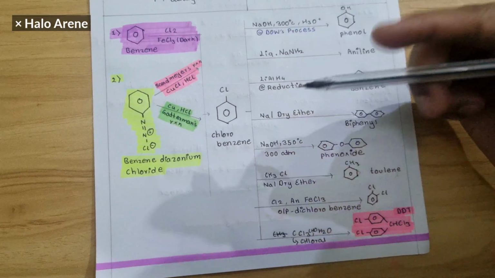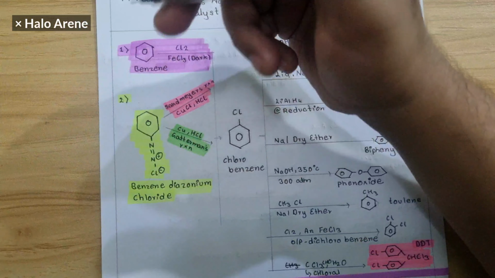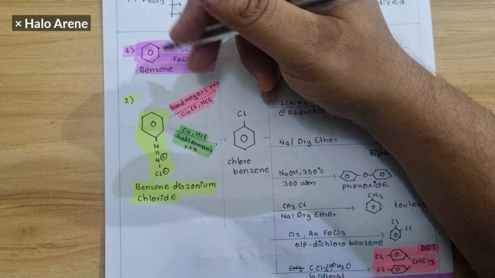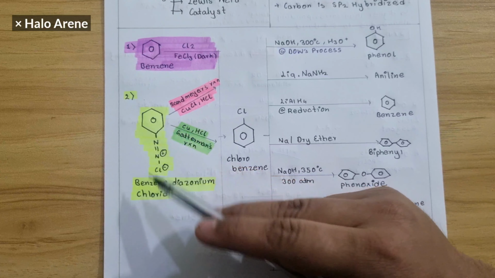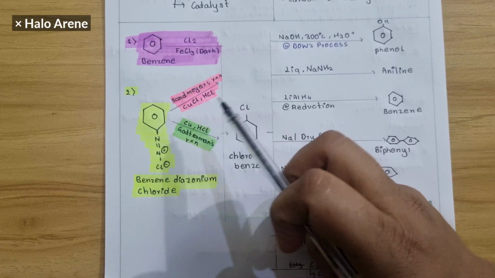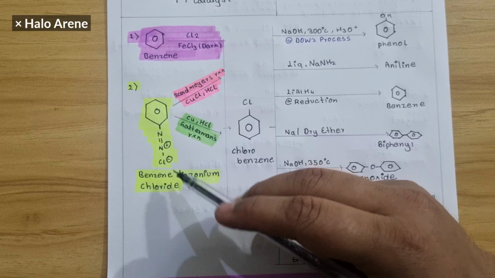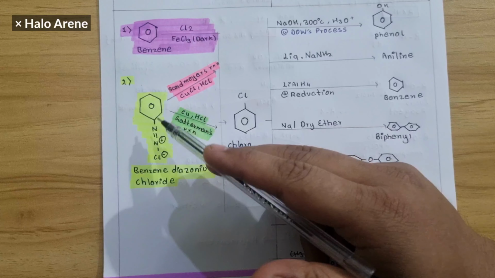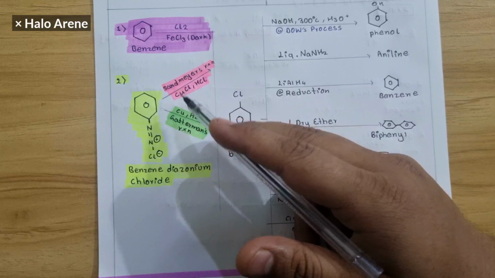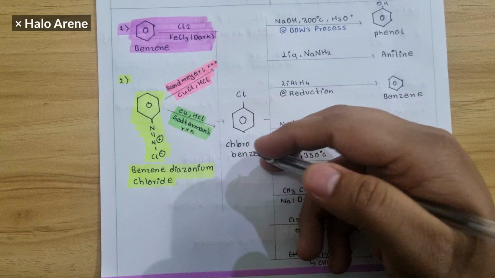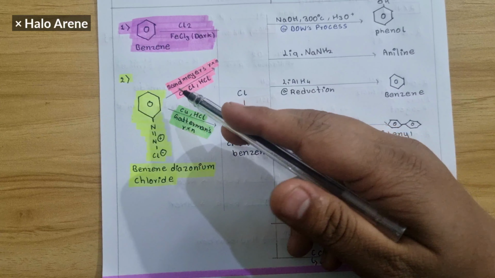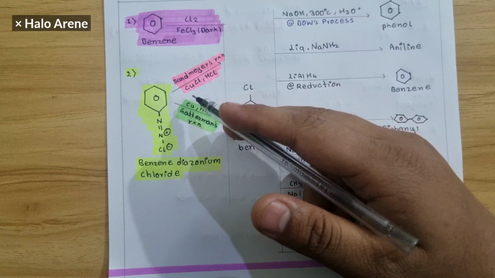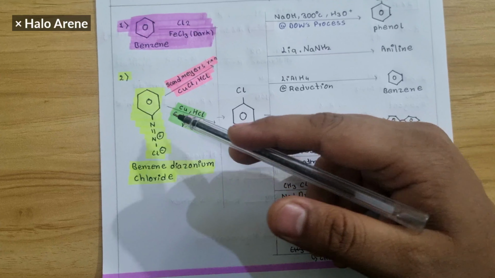Now the preparation and the chemical reactions of chlorobenzene. First one is when benzene reacts with chlorine in dark condition, it forms chlorobenzene by following electrophilic substitution reaction. Second and the most famous reaction is the preparation of chlorobenzene from benzene diazonium chloride. It can be produced by two main reactions. First one is when benzene diazonium chloride reacts with copper chloride and hydrochloric acid, it forms chlorobenzene. This reaction is commonly known as Sandmeyer reaction, whereas when it reacts with copper and HCl only, it forms chlorobenzene, and this reaction is known as Gattermann's reaction.